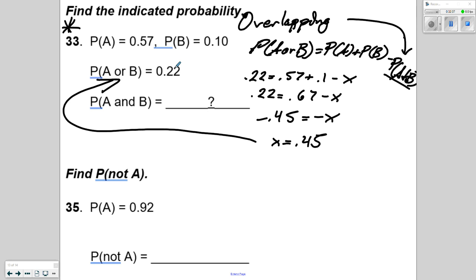All right, for 35, the probability of not A. Now, the probability of not A just means the probability that A does not happen. So if the probability of A is 0.92 or 92%, the probability that A doesn't happen is everything else. So we could just do 1 minus 0.92, and that gives us 0.08, or 8%. If the chances of A happening are 92%, the chances it doesn't happen is 8%. Makes sense.